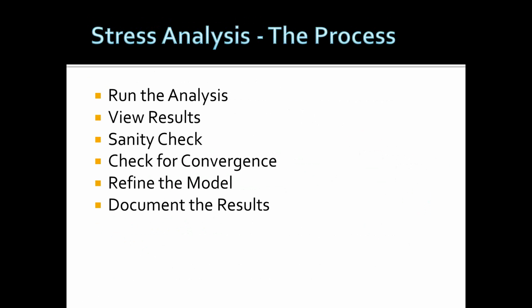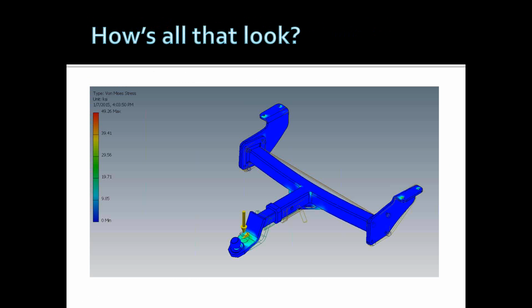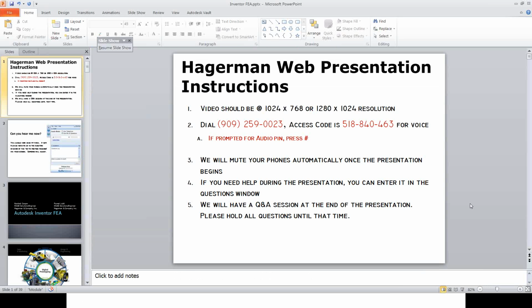Once you have all of that set up, you're going to run the analysis, check out your results. You're going to run a quick sanity check. You're going to look for convergence. If you need to refine the model and make adjustments, you can do that, and then you have reporting tools to document the design. So let's take a quick look at what all of that looks like.